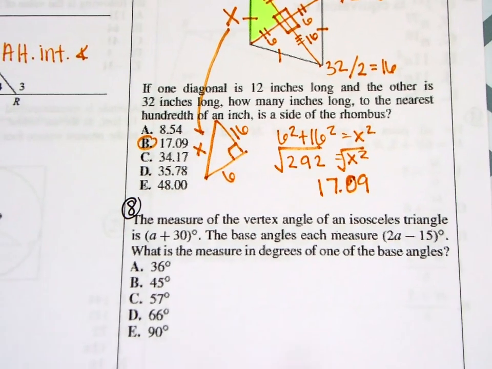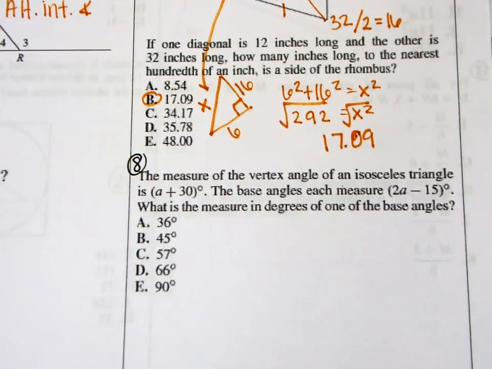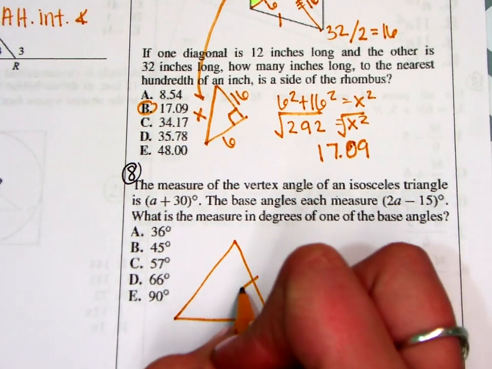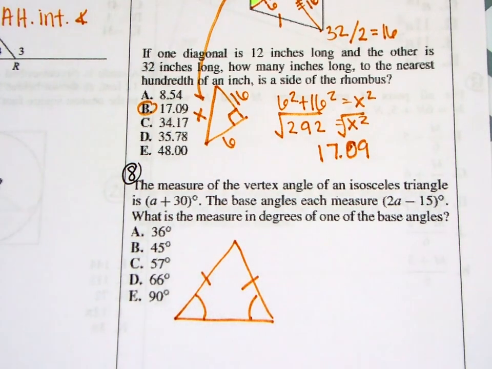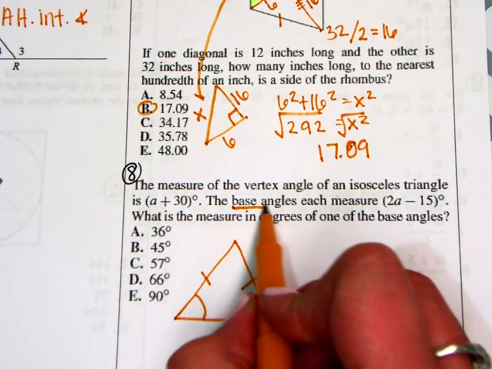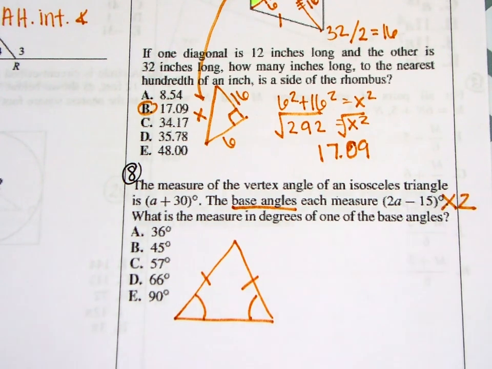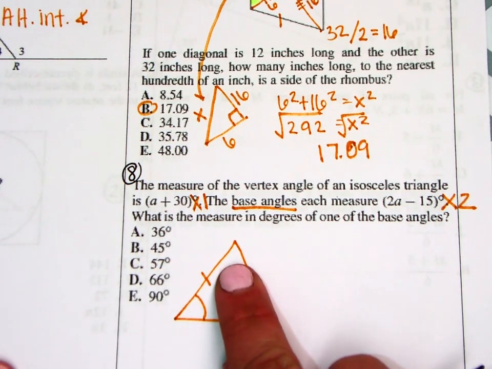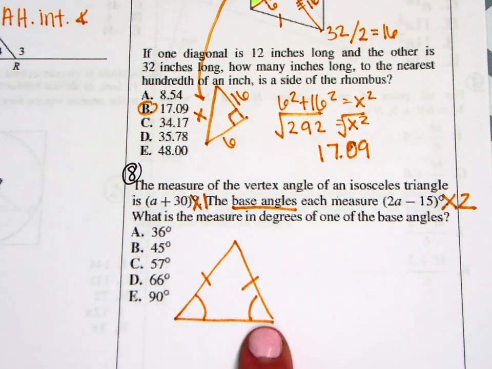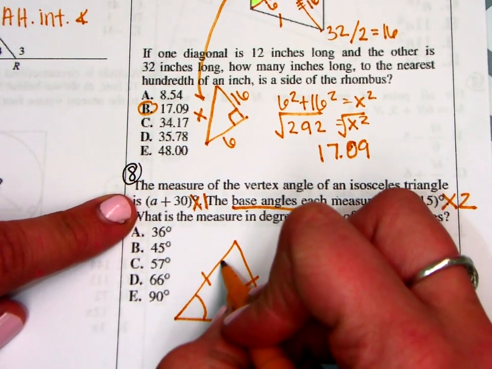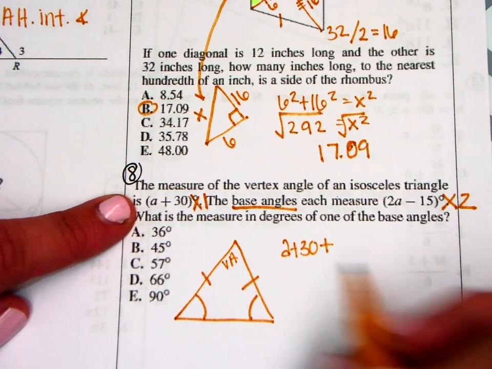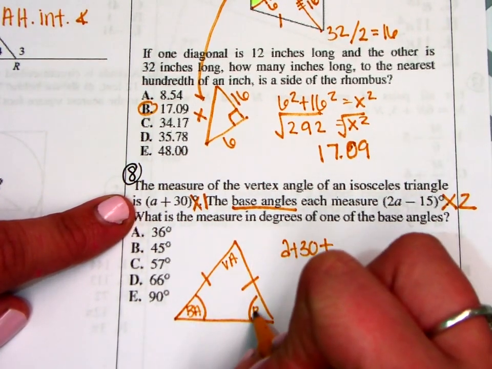On this next one, it's about isosceles triangles. It tells you the measure of a vertex angle and a base angle. In these problems, remember, isosceles triangles will always have two equal angles. Those angles are called base angles, which means there are two base angles, here and here. Vertex angles, there is only one of those, up here. So I have to add all the angles together to equal 180. There's one vertex angle, so I'm going to put VA for vertex angle: a plus 30. There are two base angles, so I'm going to put BA and BA.